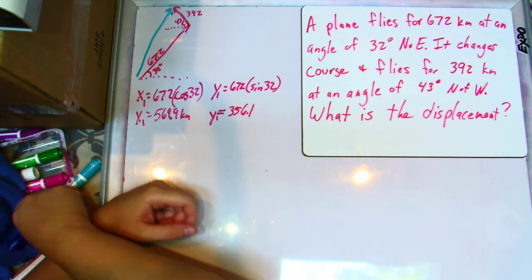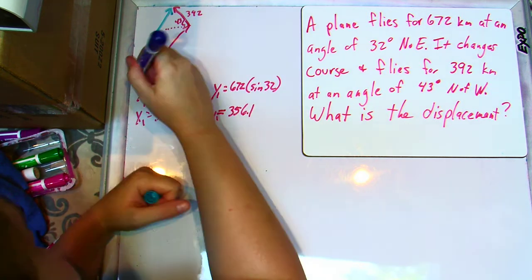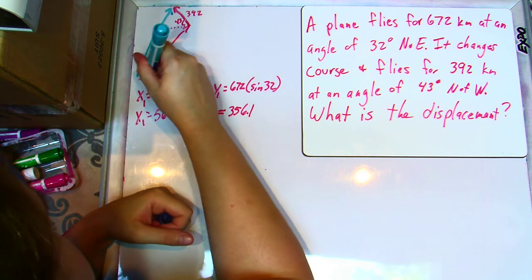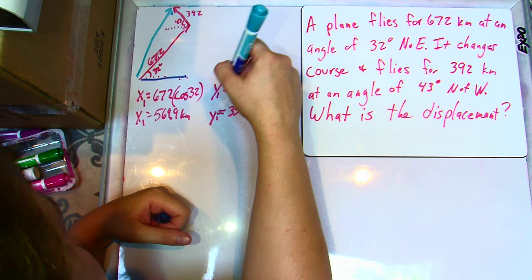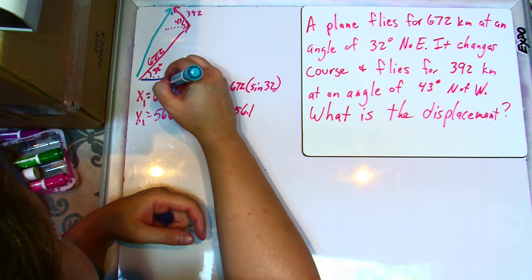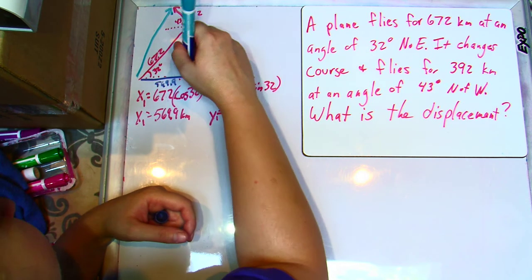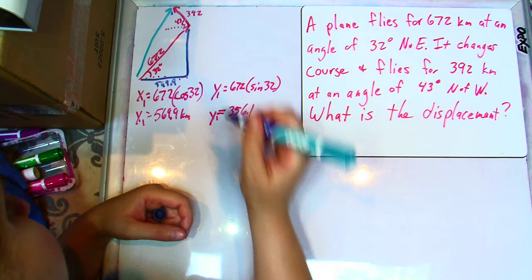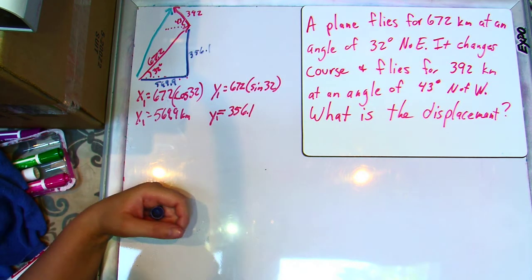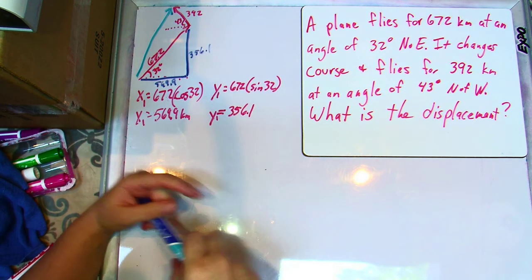So far, what we're saying is this is x1, which is 569.9, and this is y1, 356.1. That's what we found so far.